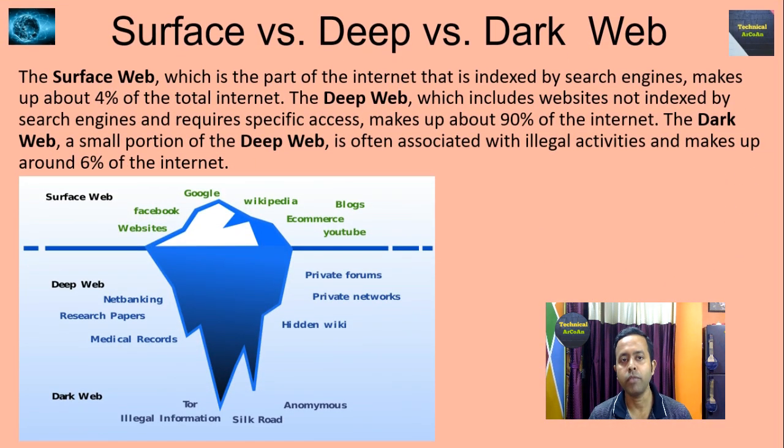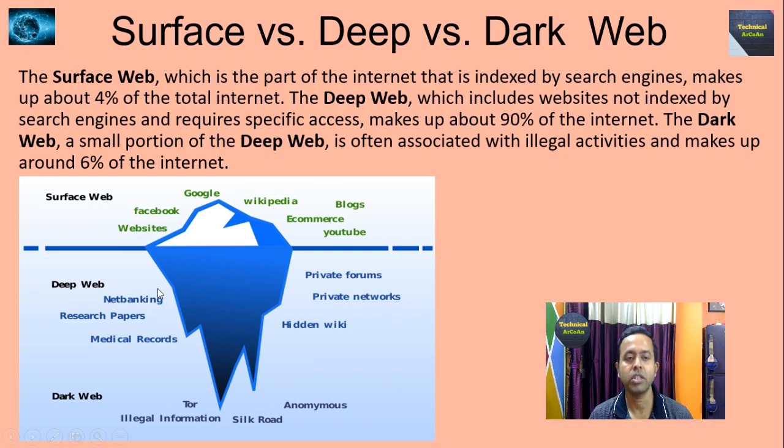Now the surface web, which is the part of the internet that is indexed by search engines, makes up about 4% of the total internet. The deep web, which includes websites not indexed by search engines and requires specific access, makes up above 90% of the internet, right? The dark web, a small portion of the deep web, is often associated with illegal activities and makes up around 6% of the internet, right?